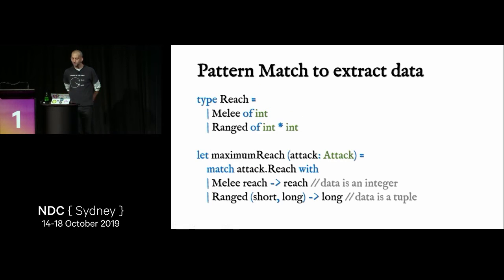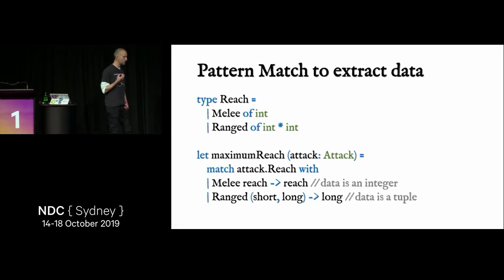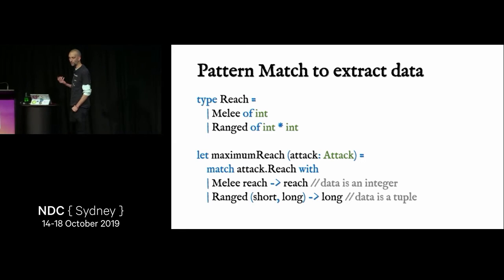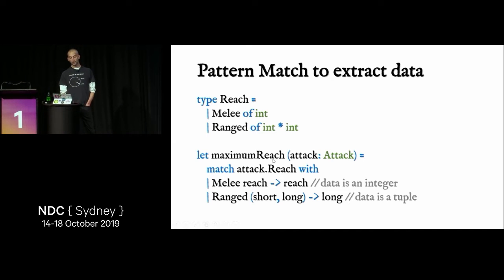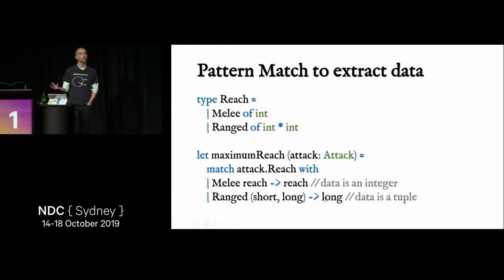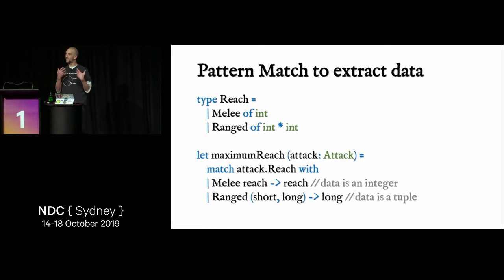Okay, how do I work with this now? Because I have two shapes, I have different data. Fine. So I'm defining my type Reach: Melee of int, Range of int and int. Now, if I wanted to know how far you can attack with a certain weapon, I would say, fine, you give me the attack. First, let's look at the reach. The reach can be one of two things. It can either be a melee attack, in which case I have one number, the reach, and I'm going to give you that. If it's a ranged attack, I have the short range and the long range. So I'm going to retrieve the two pieces of information and give you back the long range, which is the second number. So now I can use a discriminated union, attach data to it, and extract what I want by using pattern matching.